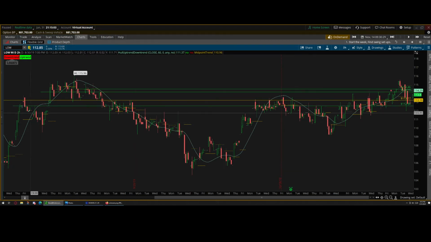Draw your support 112.54. You can draw another layer of support. That's all weak looking support. I would draw it right through on that, because if you look at the candlesticks, we got a lot of support right through there.